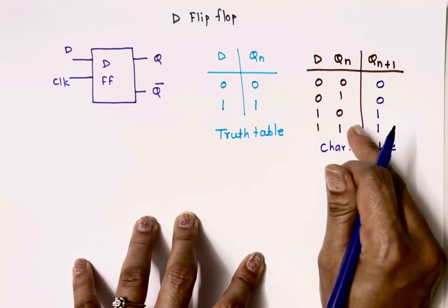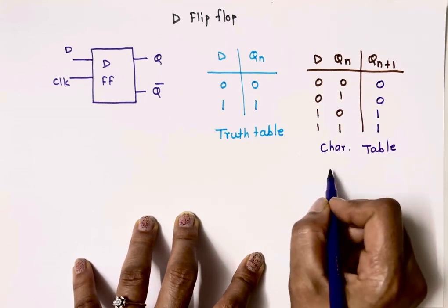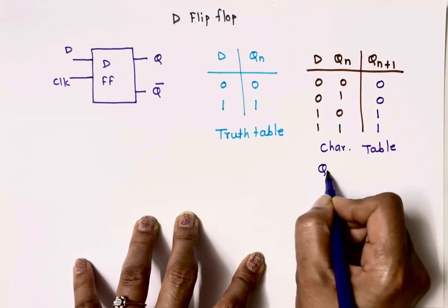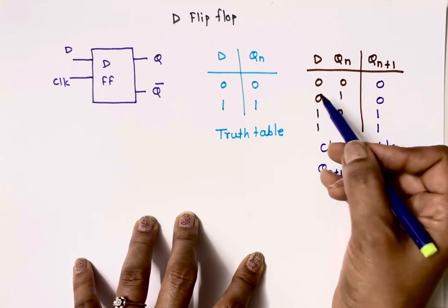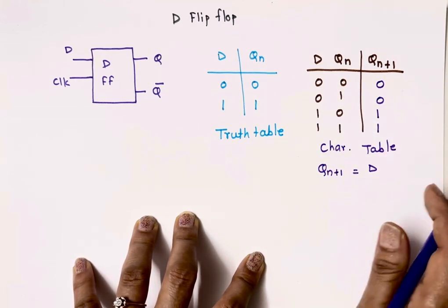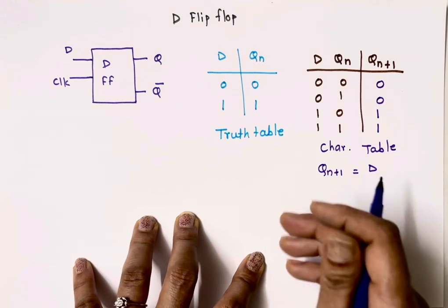From this characteristic table, we can write the characteristic equation. So Qn+1 is equal to simply D. Of course, the data input comes at the output side. So this is the characteristic equation.